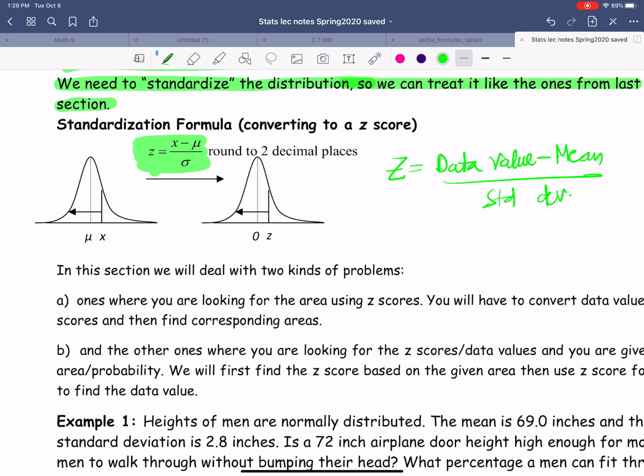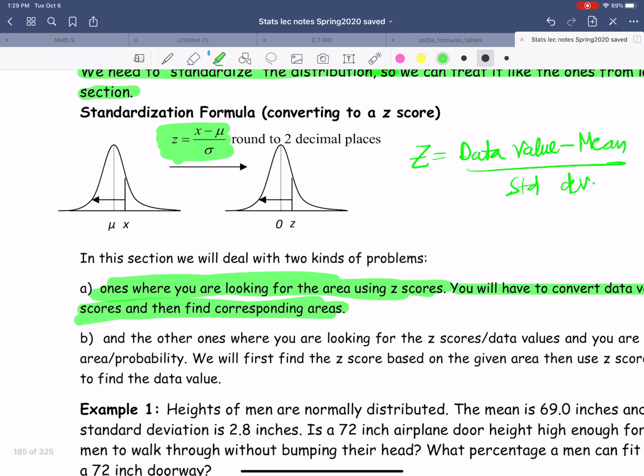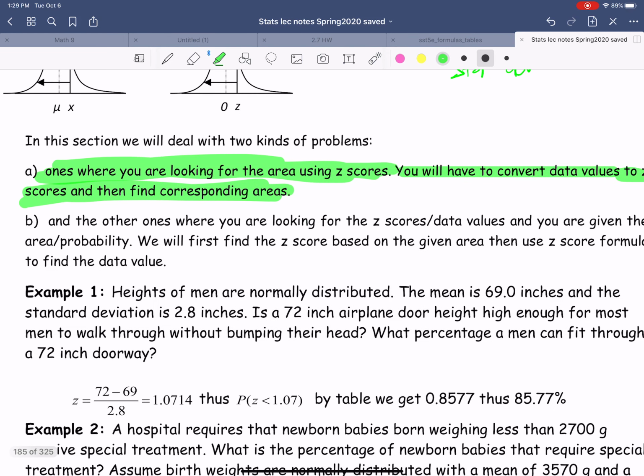In this section, we will deal with two kinds of problems. The first kind are the ones where we're looking at the area or probability using the z-score. You will have to convert data values into z-scores and then find the corresponding areas. In the second kind of problems, we will be given the area or probability and we'll have to find the data value. To do that, we will first find the z-score and then, using the z-score formula, look for the data value.